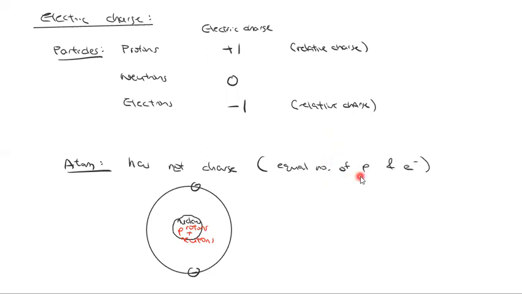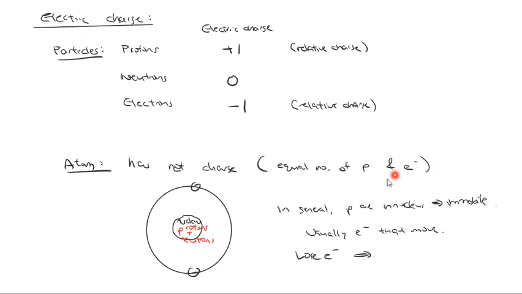All right. And so in general, because protons are in the nucleus, they're fairly immobile. And so usually under most circumstances that we're discussing here, it is the electrons that move. And so if you lose electrons, then you become positively charged.